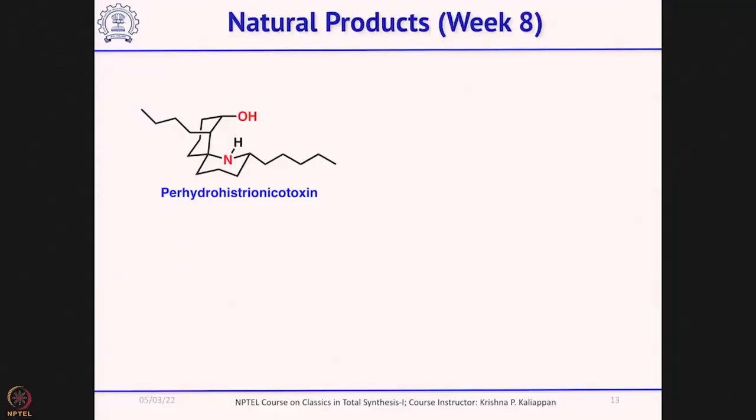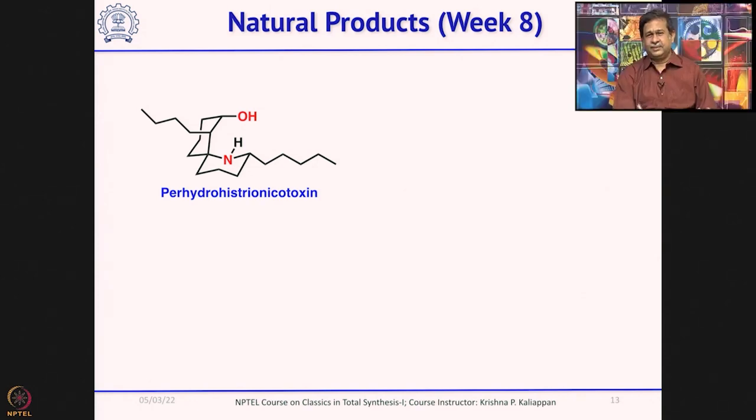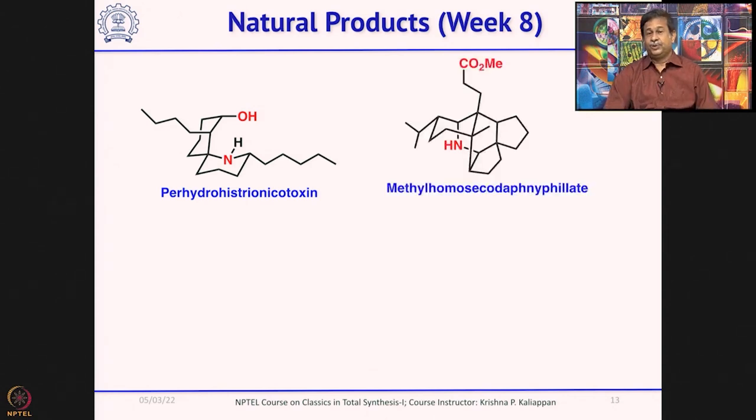So we will talk about a natural product called perhydroxyisothiocyanin. It is again another very important total synthesis. It's a classical total synthesis reported by E.J. Corey. So we will discuss not only the total synthesis, but two important reactions which Corey thought about in making this molecule.